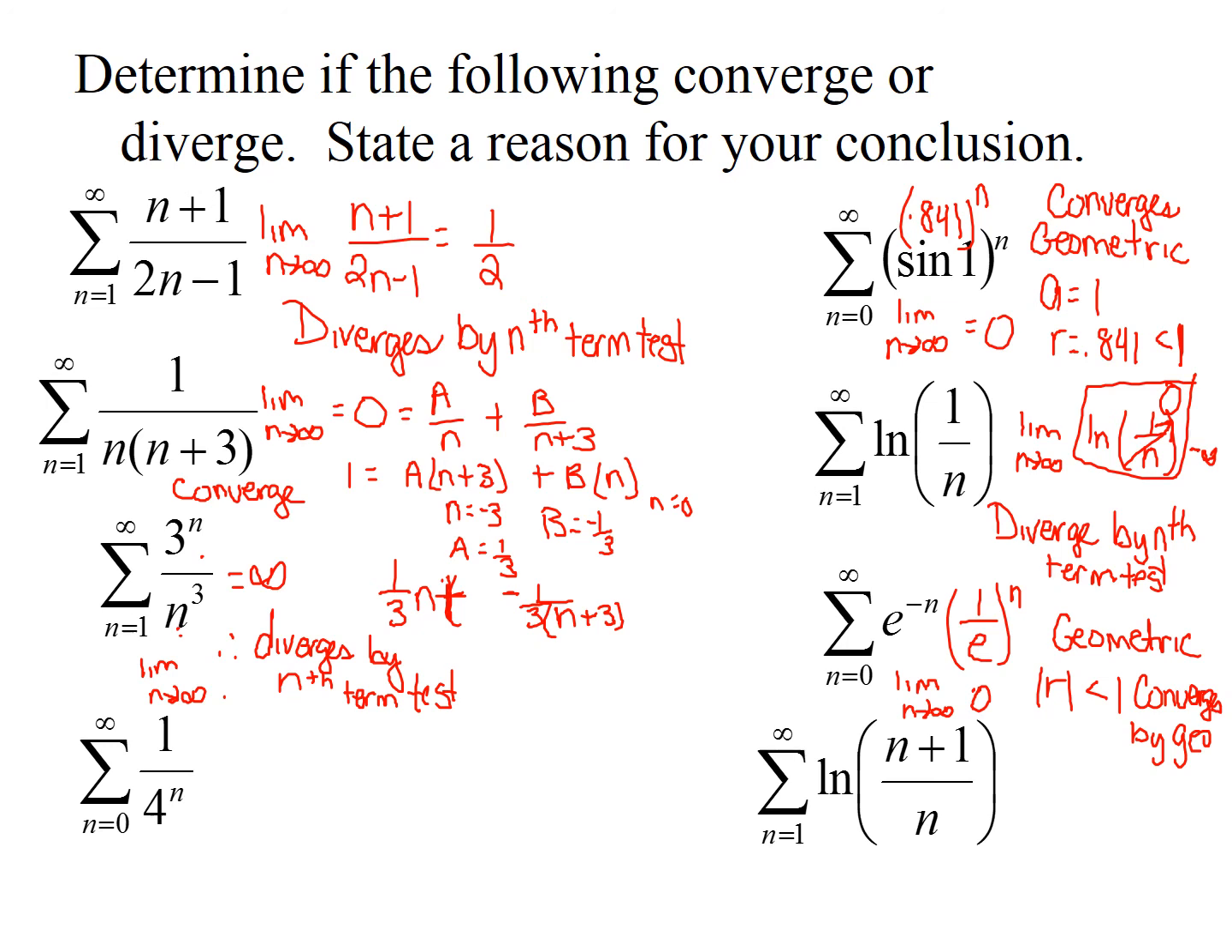Again, I start with the nth term test. I take the limit as n approaches infinity. And because 4 to the n grows faster than 1, I get 0. So this can possibly converge. I have to use a different test. Well, I also see that this is geometric. So I can say the absolute value of r is less than 1. So I can say it converges by geo. I didn't spell that right, I don't think.